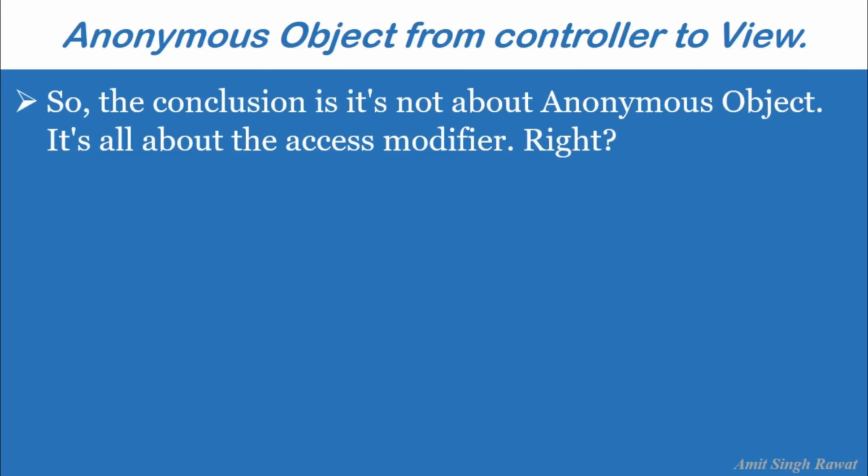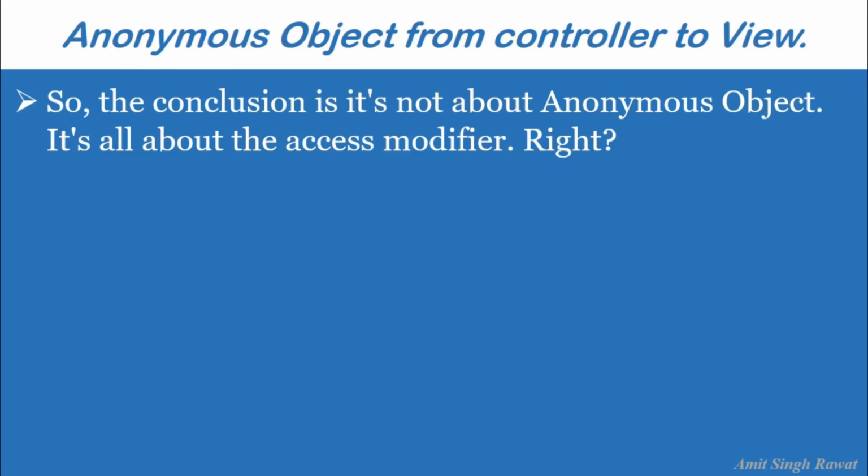Let's get back to our slide. So the conclusion is it's not about the anonymous object. It's all about the access modifier, right? I have seen some videos on YouTube where they are using words like issue while sending an anonymous object. So don't get confused with the terms they are using.